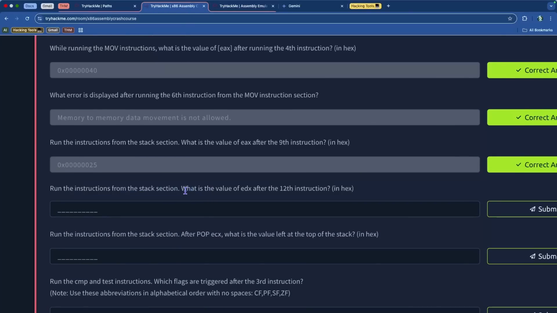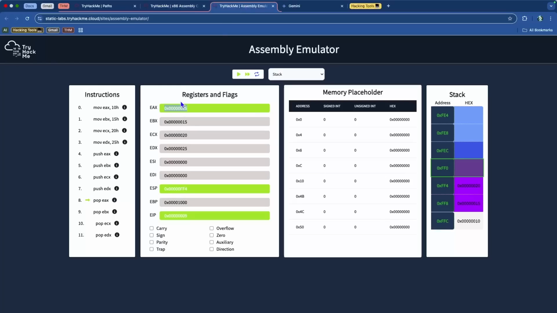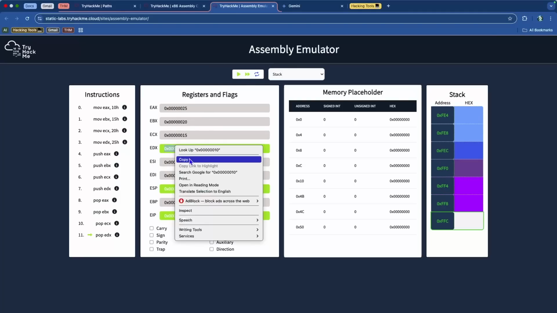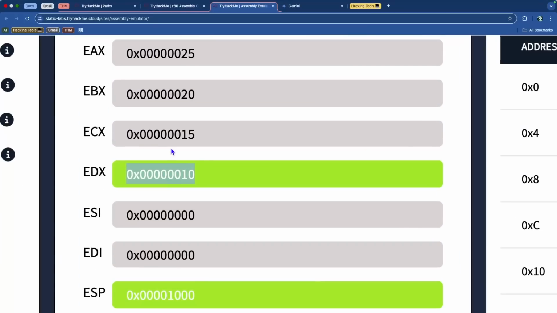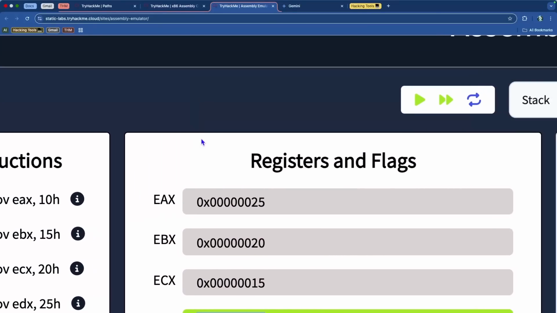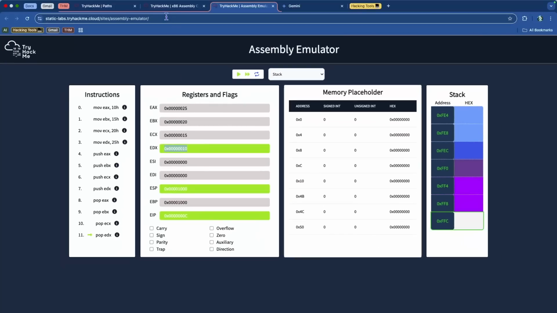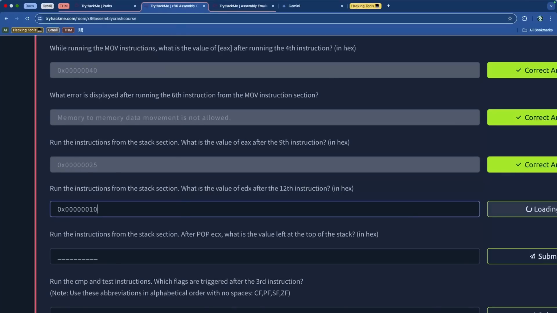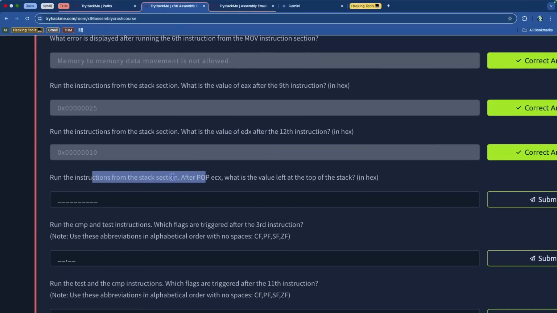Run the instructions from the stack. What's the value of EDX after the 12th instruction? So we're technically on 9. That would be 10, 11, and 12. And the value of EDX is right there. So, I mean, I'm literally just copying these things by just clicking play one by one. I'm not doing anything crazy.